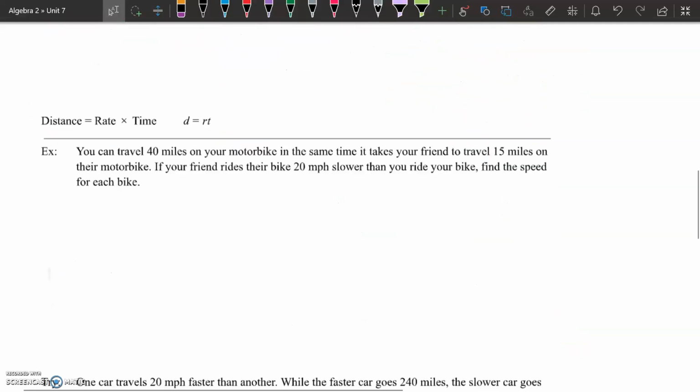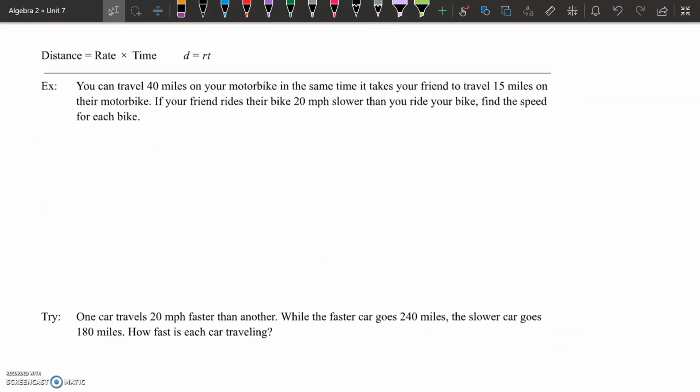And then the last example I want to work through is on the back of this page. It's the first problem that we're going to talk about: distance, rate, and time. Okay, so the equation states that our distance we travel is equal to the rate, or the speed with which we are traveling, multiplied by the amount of time that we are traveling.